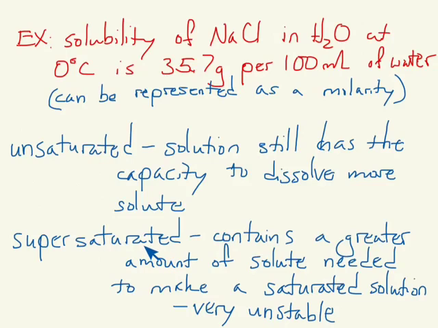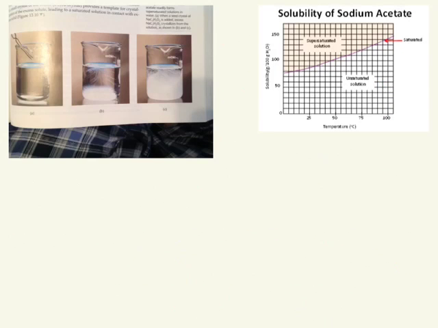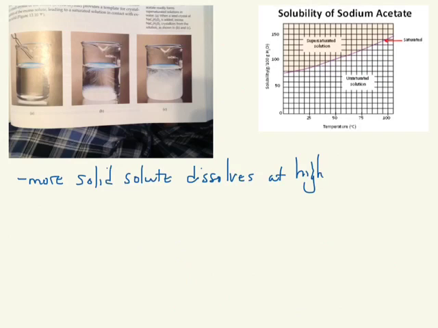So we have to do something special. Something like salt, table salt anyway, doesn't really form supersaturated solutions, but some substances do. So let's take a look at the conditions we need to have to make a supersaturated solution. Okay, I've got some diagrams here we'll be looking at in a quick moment. So we have to understand this very nice idea is that more solid solute dissolves at higher temperatures.